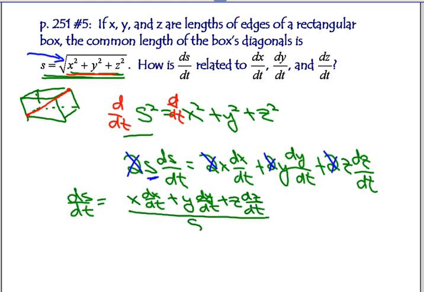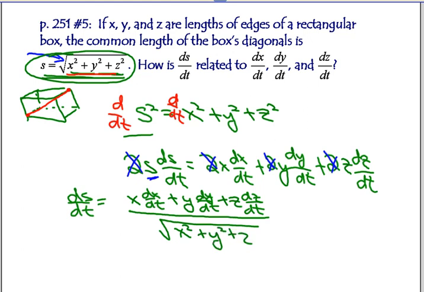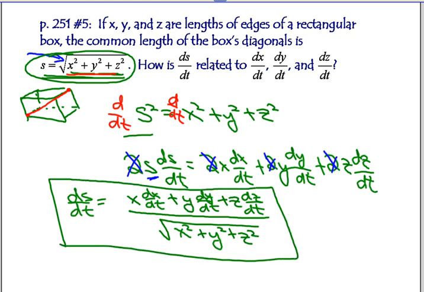And maybe you don't want to leave s in your answer, so come back up here and say, oh, wait a minute, look right up here. Here's what s is in terms of x, y, and z. So we'll write it one more time, or I'll just erase that s. And s equals the square root of x squared plus y squared plus z squared. So that tells how ds/dt is related to dx/dt, dy/dt, and dz/dt. That completes the problem.